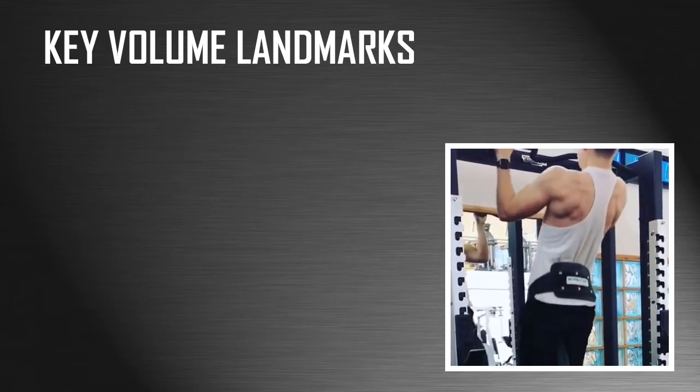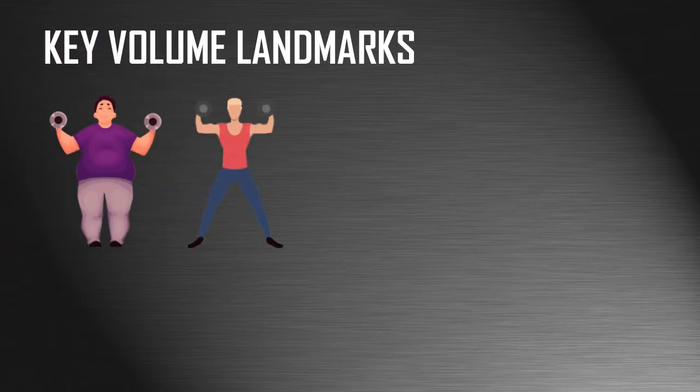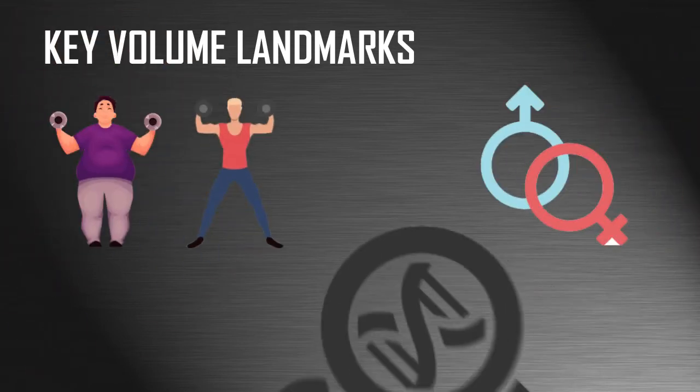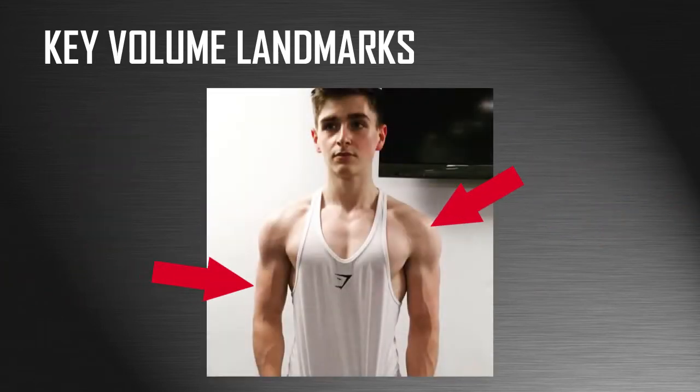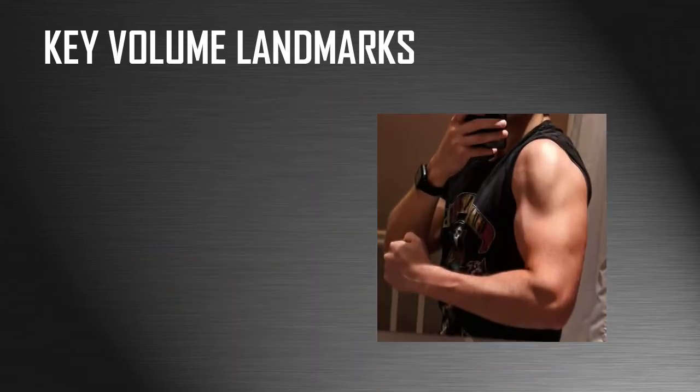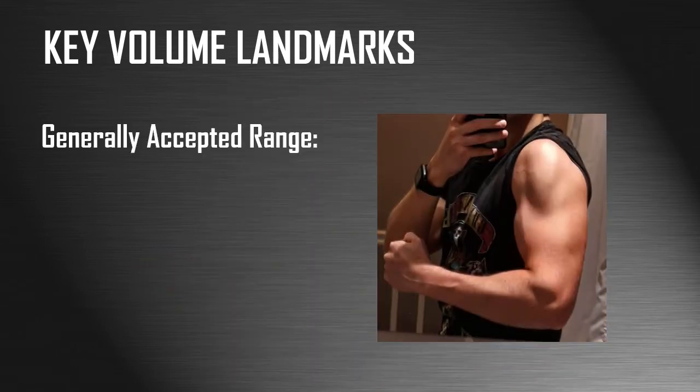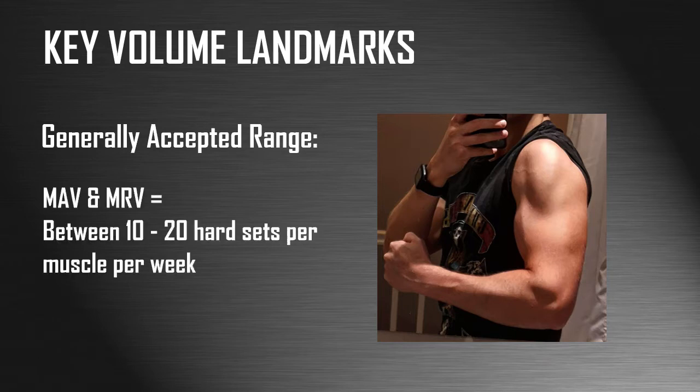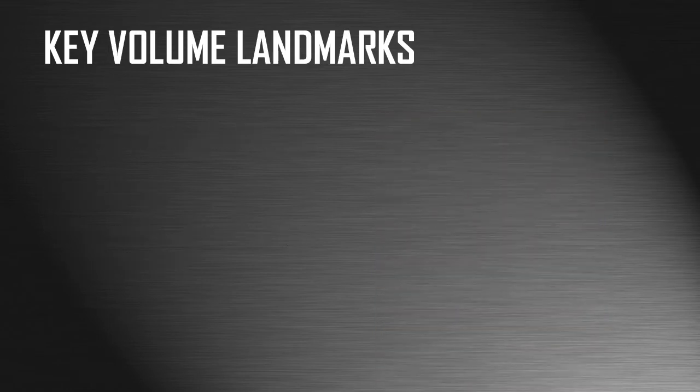The actual set numbers for this will vary dramatically on an individual basis due to factors such as training age, gender, genetics, and more. They'll even vary muscle group to muscle group. That being said, the generally accepted range for minimum effective volume and maximum adaptive volume is around 10 to 20 hard sets per muscle group per week. So that is a good range for us to be working with.